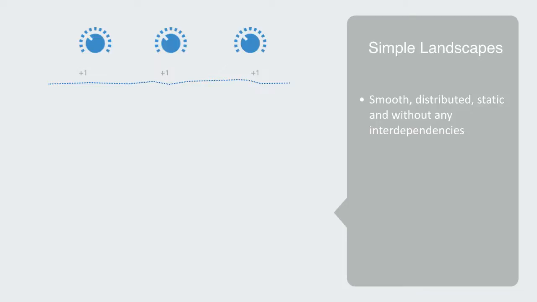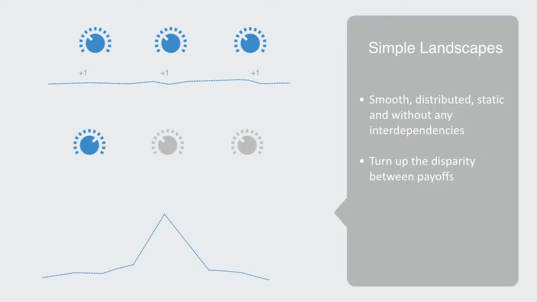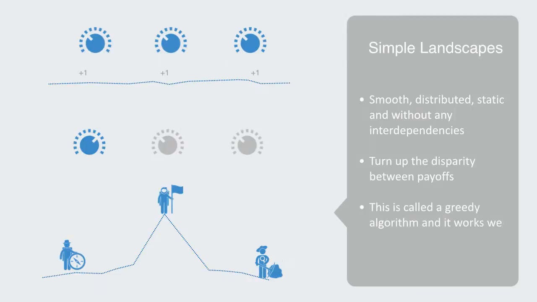Now, let's turn up the disparity between payoffs so that there is at least one optimal solution that is far superior to others, one big mountain in the middle of the landscape. Now all agents need is a simple algorithm that tells them to keep going upwards until they come to a peak and then stay there, as they have now found the global optimal solution. This is called a greedy algorithm, and it works well in these very simple environments.